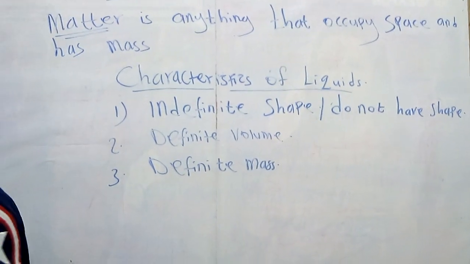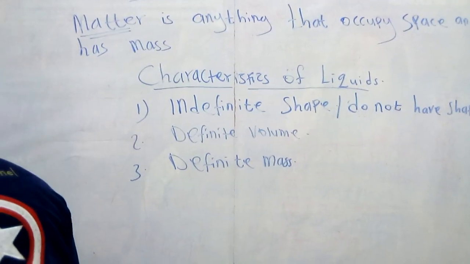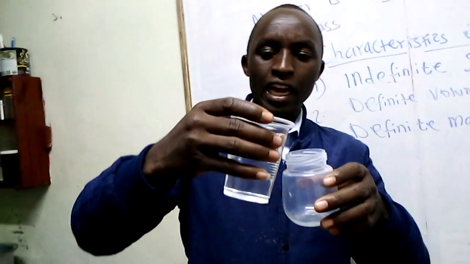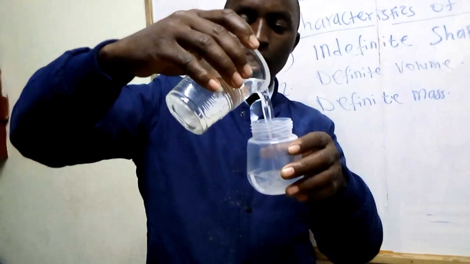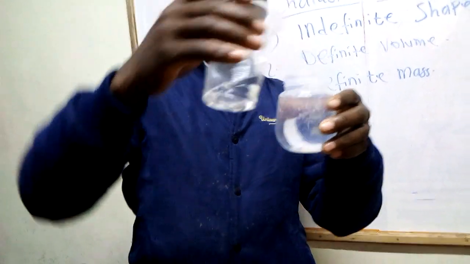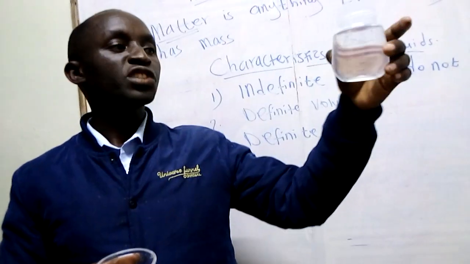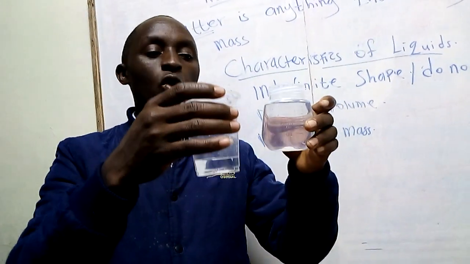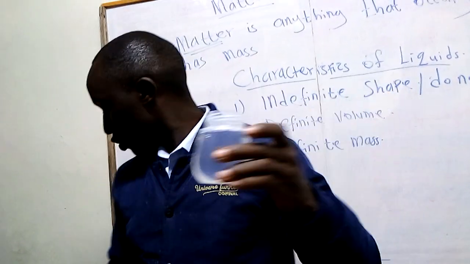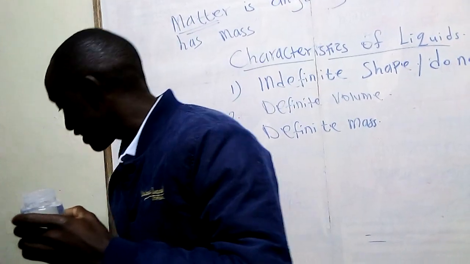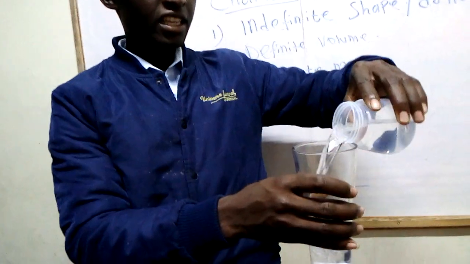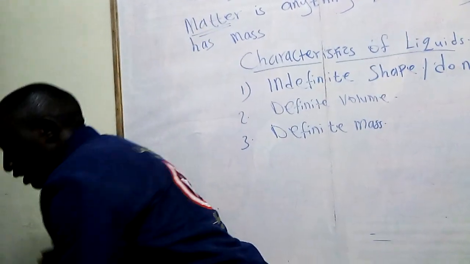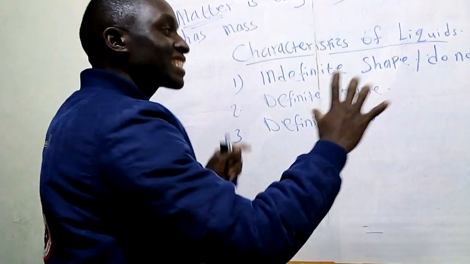For example, if I take this one, this is a liquid. This is a tumbler. If I change this water to another container, it will take the shape of this container. If I transfer this liquid to another thing, for example this glass, it is going to take the shape of this glass. That's why we say that it has what we call indefinite shape. It doesn't have a shape.